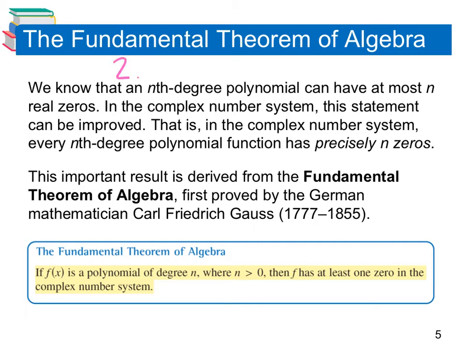Alright, so this is 2.5 part 2. We're just continuing to use the fundamental theorem of algebra. So if you remember from yesterday, this was the first slide that we went over yesterday. A polynomial of degree n has n number of solutions. So if we have x to the 6th power, that tells us we have 6 zeros. So we have 6 solutions.